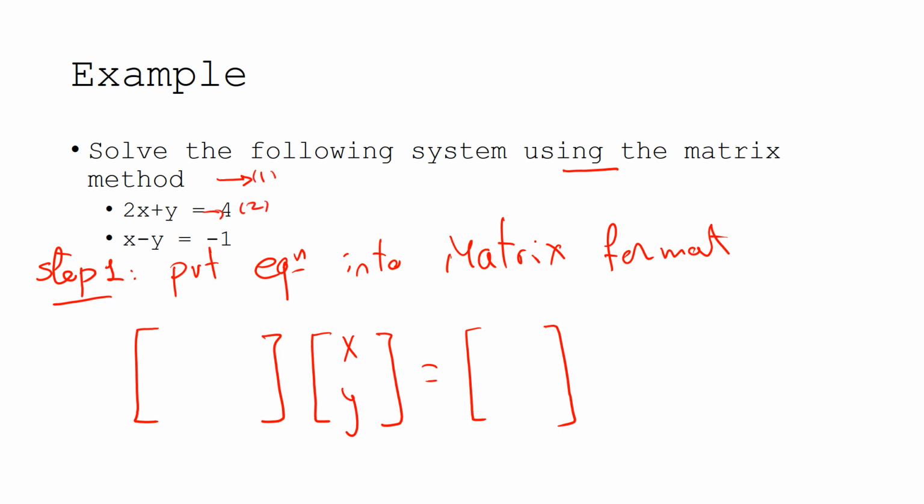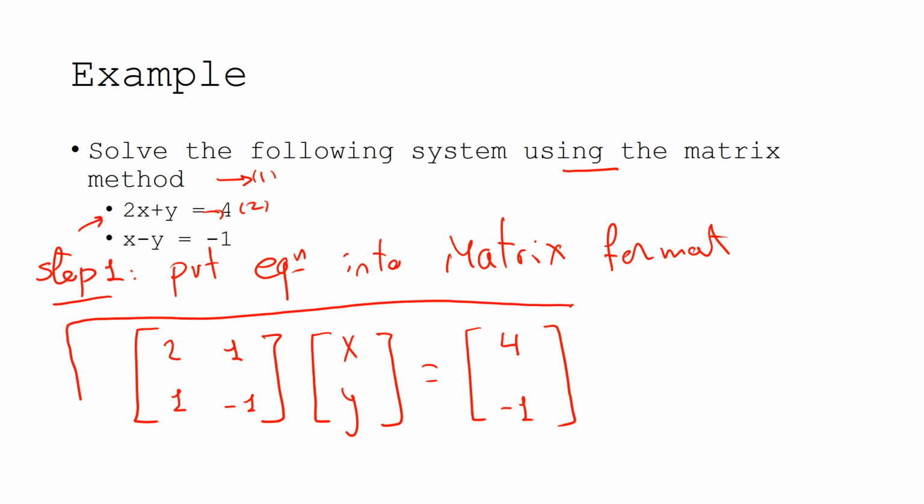So you fill in the rows. Row number 1 corresponds to equation number 1. So it's 2 and 1. So coefficient of x is 2. Coefficient of y is 1. And then you move to the second equation. Coefficient of x is 1. Coefficient of y is -1. And then the result for equation 1 is 4. And for equation 2 is -1. So this is the matrix format.